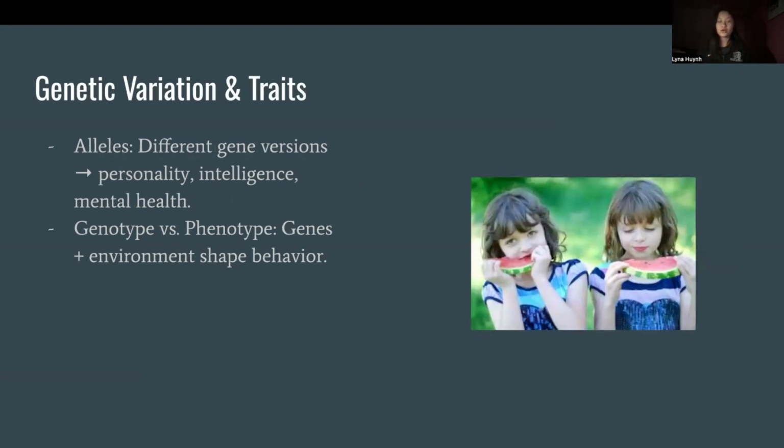So when talking about genetic variation, we can talk about things like alleles. And alleles are basically different versions of a gene. For example, you have two people that have the same gene that codes for eye color. But since they have different alleles, they have different eye colors that can be expressed physically. And that can extend to things like personality and intelligence as well, not just physical traits that you can see. Genotype is the actual genetic makeup of an individual, and phenotype is the observed physical appearance of an individual based off of that genetic makeup.